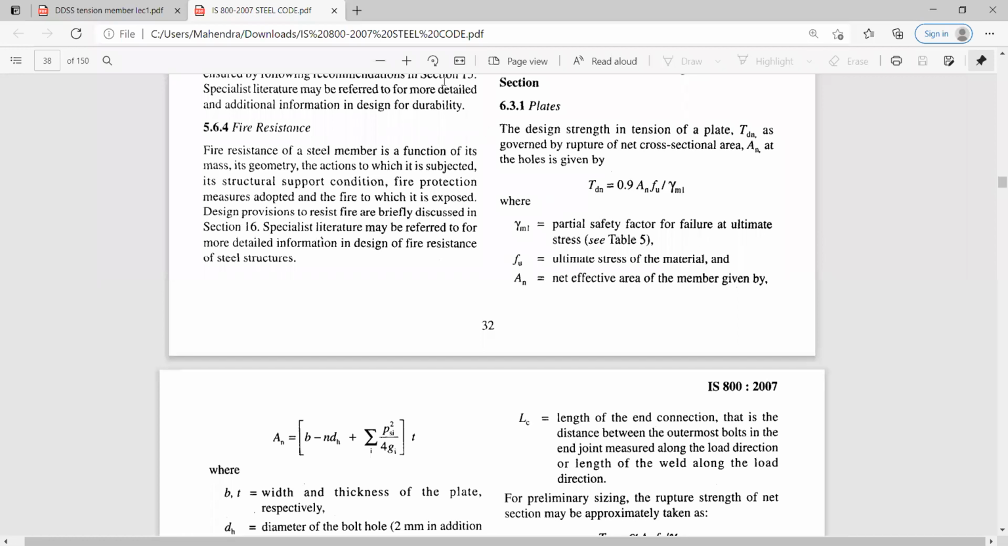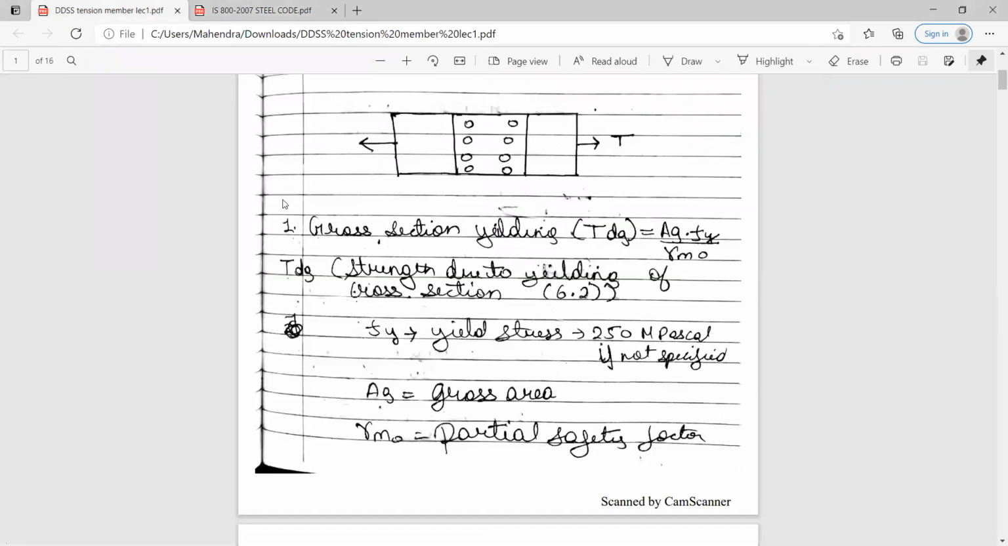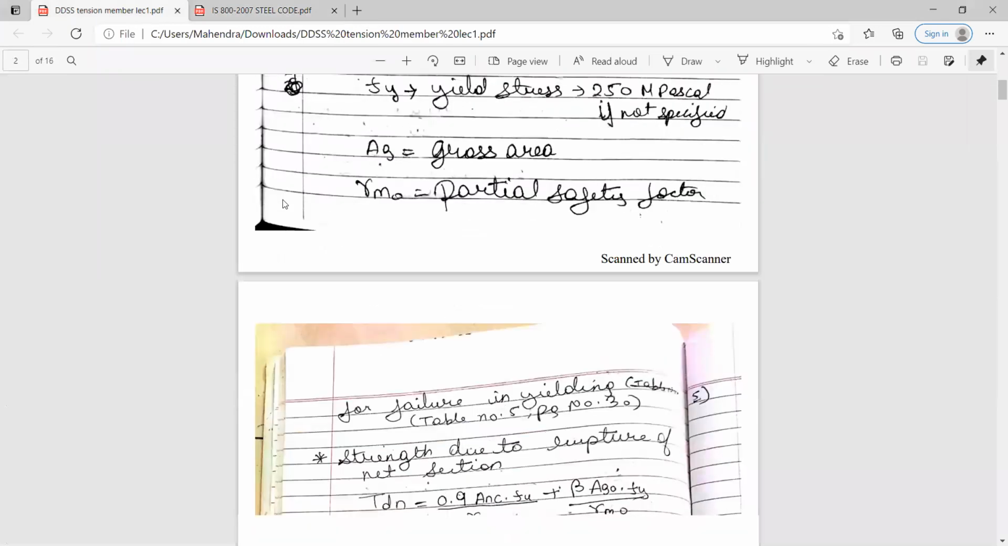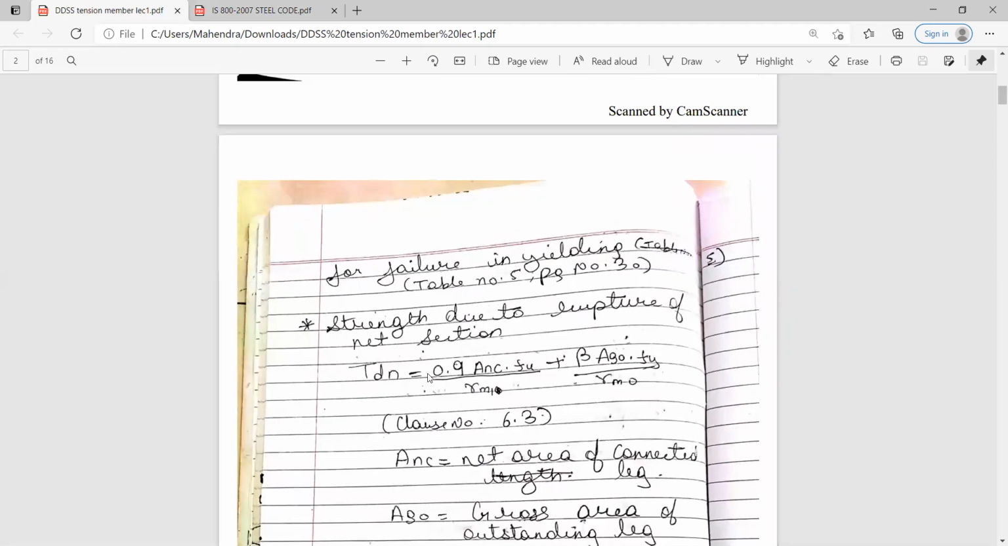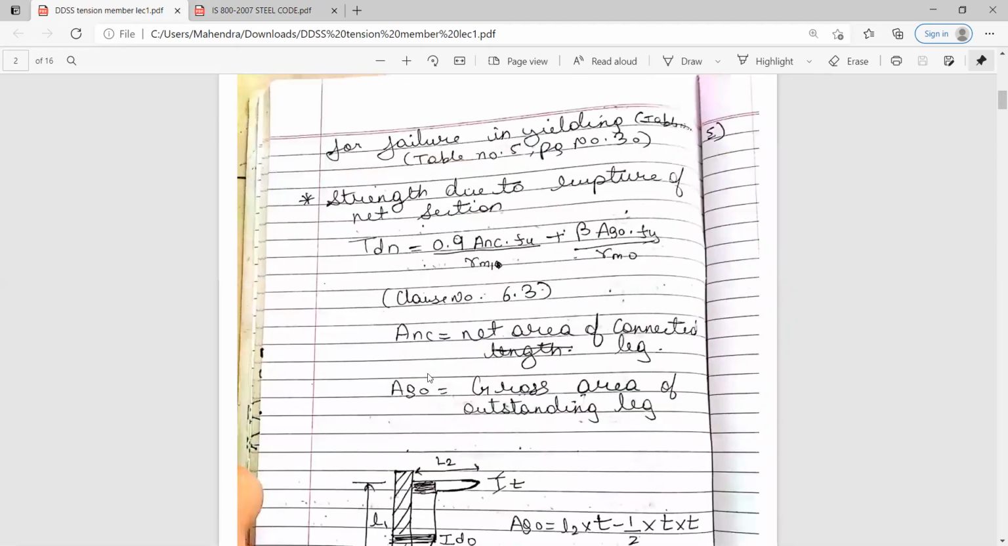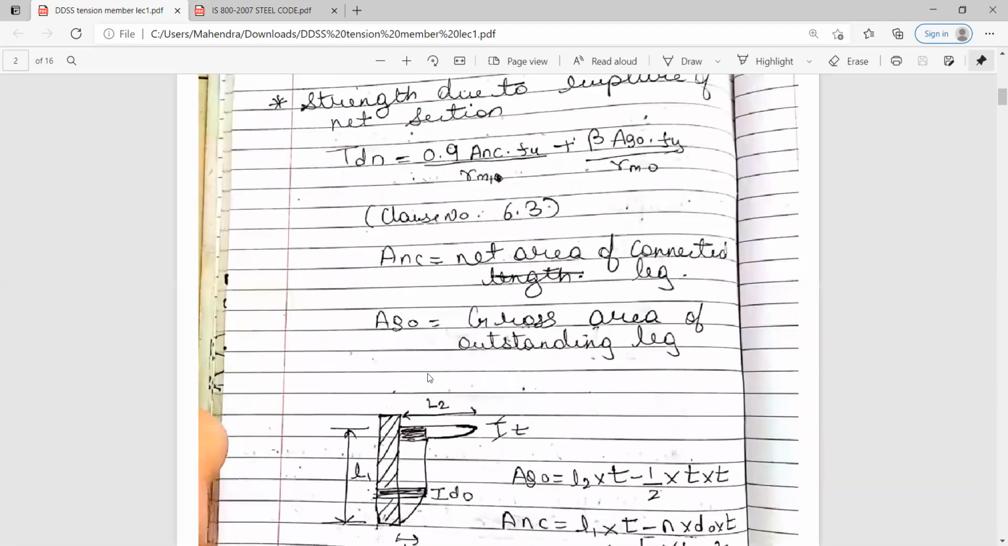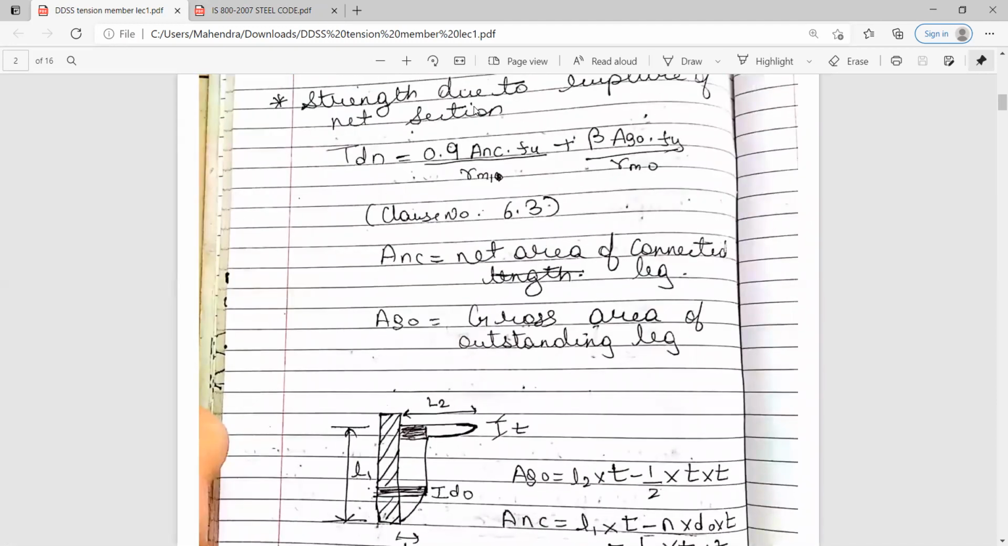Again, the value of gamma M1 you need to take from table number 5 of the same IS code 800 2007. Fu is the ultimate stress of the material. AN is the net effective area of the member. No need to note this down, I will share this entire PDF with you. All the formulas are given in your IS code, for the strength due to rupture of the net section.